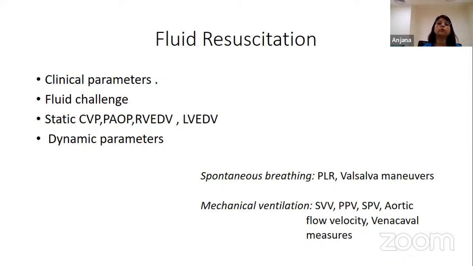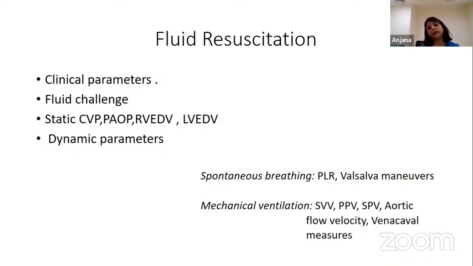Even if you don't have other tools, clinically you can resuscitate a patient and see all the clinical parameters. You see urine is coming, acidosis has resolved, lactates are coming down, the patient is conscious and oriented. That means whatever you're doing is working. The next thing is a fluid challenge, where you give a small amount of fluid and then see the response. I'll come to the details of that.